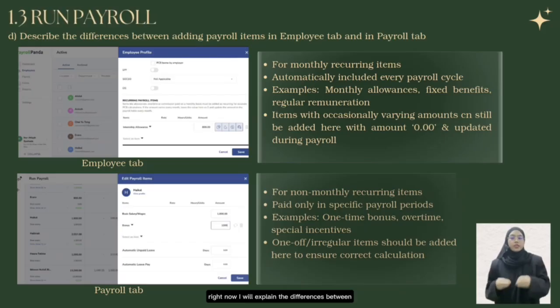payroll run. Now, I will explain the differences between adding payroll items in the employee tab and in the payroll tab and show how to add them. For the employee tab, we first go to the employee in the menu section and select the employee whose profile we want to update. In the employee profile, we go to the employment section and scroll down to the bottom where we can see recurring payroll item.